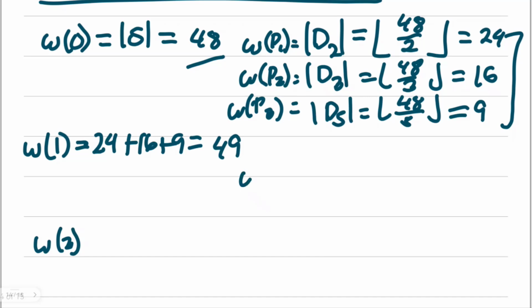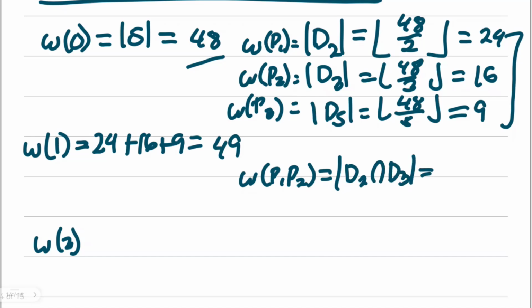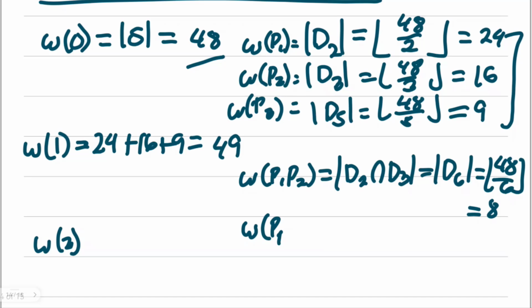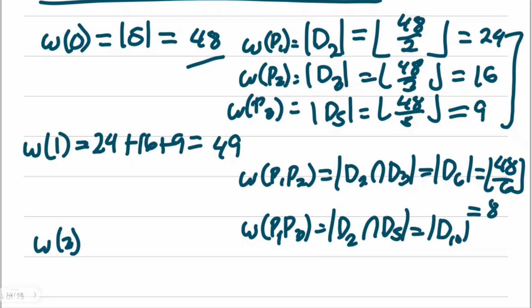So we have here omega of P sub 1 and P sub 2. That's actually the divisibility of 2 intersection 3, which stands for the divisibility of 6. So the floor function now, 48 divided by 6, that's exactly equal to 8. Next, for the omega of P sub 1 and P sub 3, that's for the divisibility of 2 intersection divisibility by 5. That's divisibility of 10. For the floor function, that's 48 divided by 10. Obviously, that's 4 in the floor function.